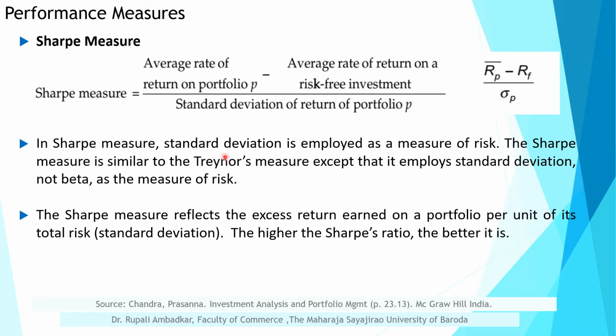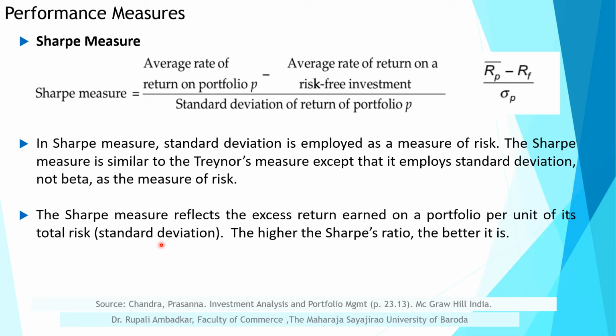In the Sharpe measure, standard deviation is employed as a measure of risk. The Sharpe measure is similar to the Treynor's measure except that it employs the standard deviation of the portfolio and not beta as the measure of risk. Remember, when we are looking at standard deviation, we are looking at the total risk of the portfolio, which represents both the systematic risk as well as the unsystematic risk. So the Sharpe measure reflects the excess return earned on a portfolio per unit of its total risk, as measured by standard deviation.